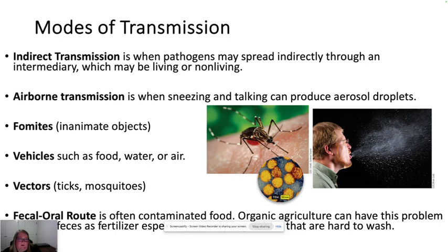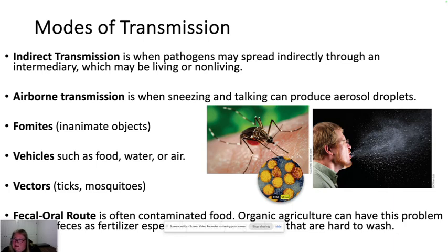Okay, in the modes of transmission for indirect transmission, most of the time we see disease being transferred by the fecal oral route. Okay, this is often by ingesting contaminated food or water. Okay, this is seen a lot in organic agriculture that uses manure or feces as fertilizer instead of chemicals. Okay, and in some third world countries, they use human feces to grow their vegetables and such.